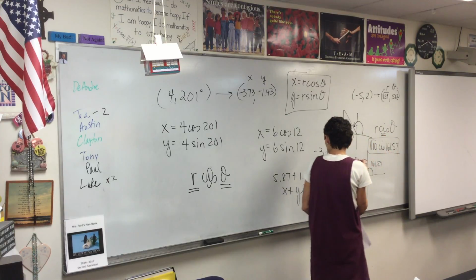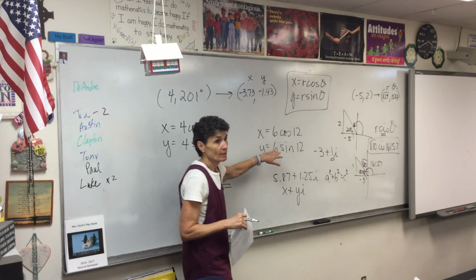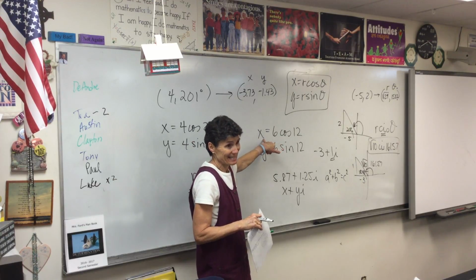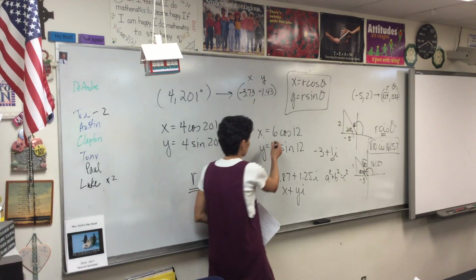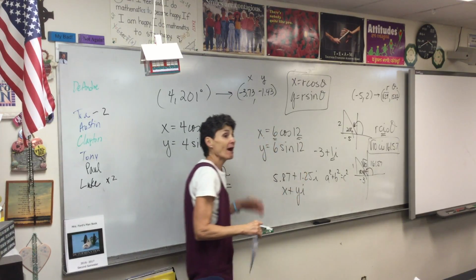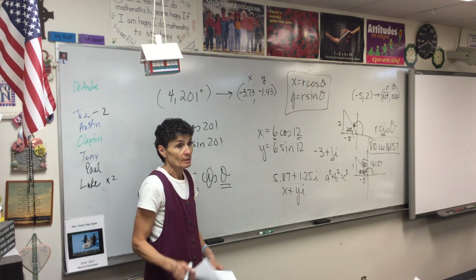Oh, wait a minute. You mean like this? Yeah. That's when I'm finding rectangular. If I need to know what X is, that's what I do. Okay? Because this is R and theta. So if I have R and theta and I'm finding X and Y, that's how I do it. Okay?